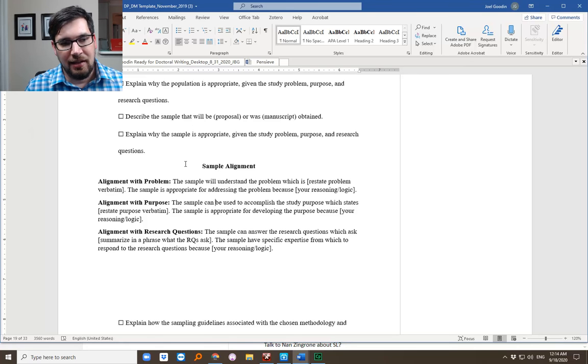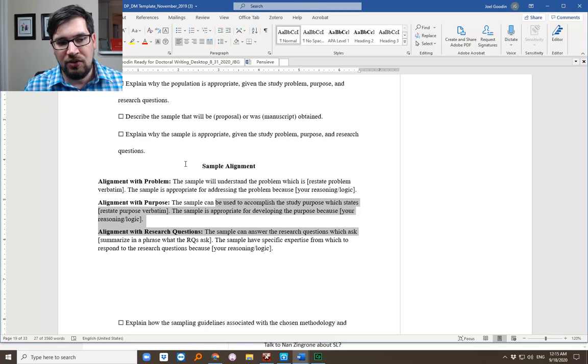What is it about the sample that you're going to be able to obtain and recruit that will help you accomplish the study purpose and develop the purpose, because they will have certain information. And you can focus again on the inclusion, exclusion criteria, sample size. Go beyond instead of just repeating what you said about the population.